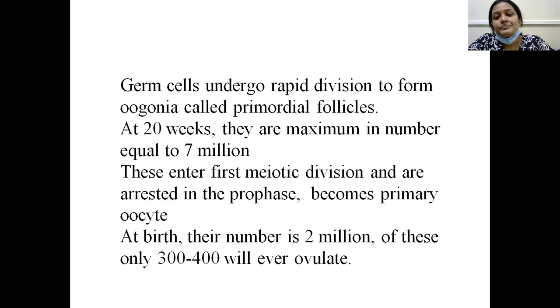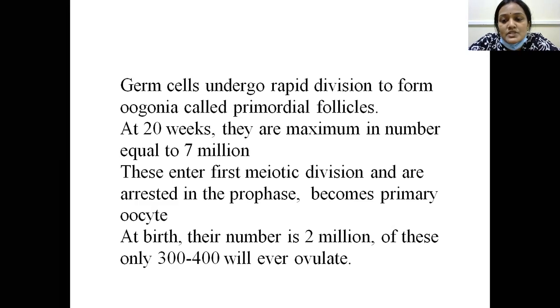When they enter into the first meiotic division, they become the primary oocytes. Then they are arrested in the prophase, that means prophase of first meiotic division. And they complete this meiotic division only at the time of fertilization, and they'll become the secondary oocytes. At birth, there are 7 million at 20 weeks, and at birth, their number is about 2 million.